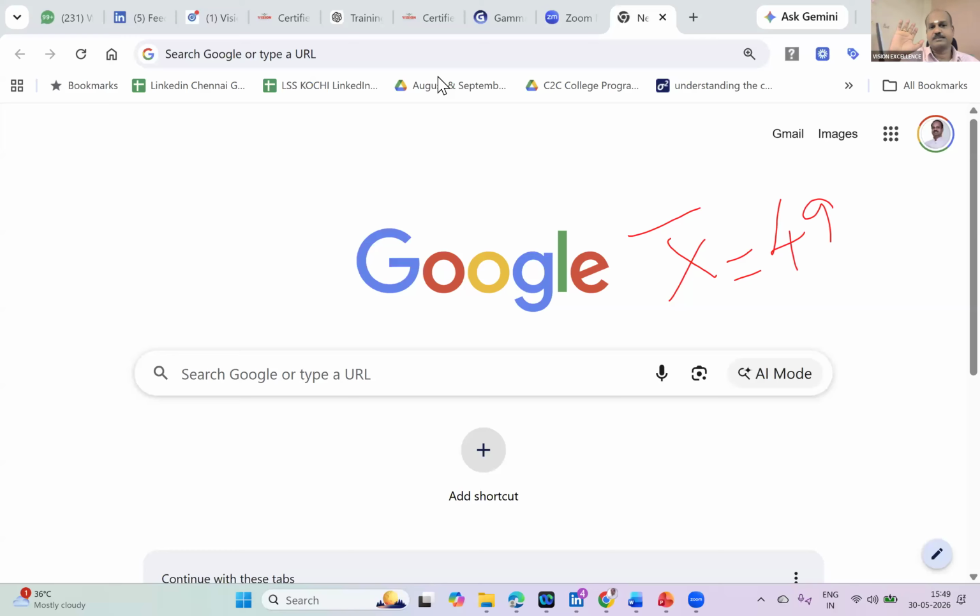Okay, X bar is equal to 49. Now tell me, when X bar equals 49, is the process shifted or not? Yes, shifted. And tell me, shifted to the right or shifted to the left? Left side.